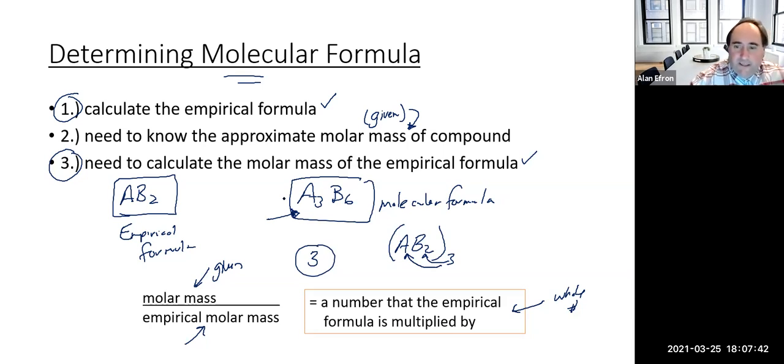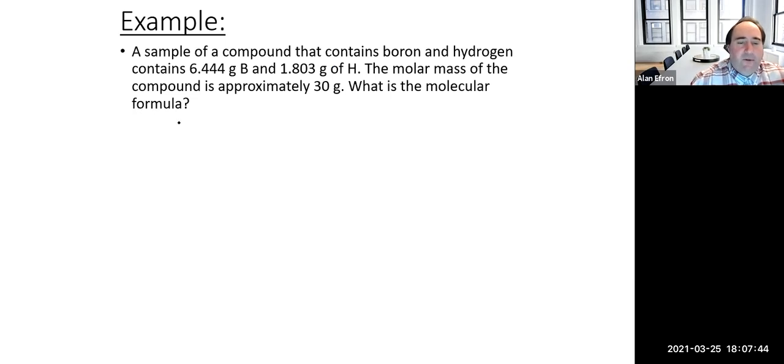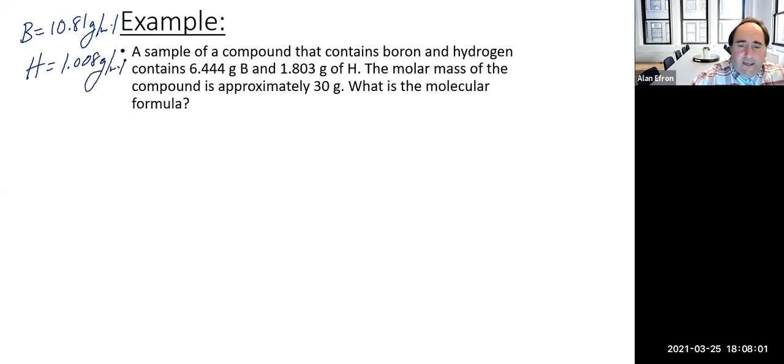All right, why don't you guys give it a try and see what you come up with? So we got something with boron, we got something with hydrogen. Boron from the periodic table, 10.81 grams per mole. Hydrogen from the periodic table, 1.008 grams per mole. All right, take a few minutes and calculate the molecular formula in this particular problem.